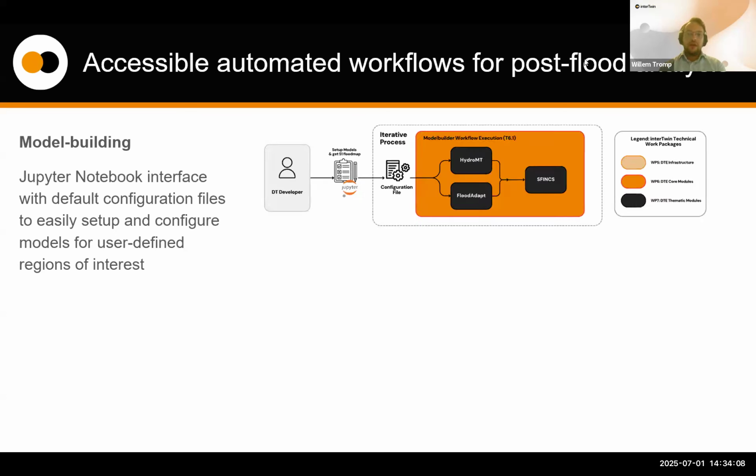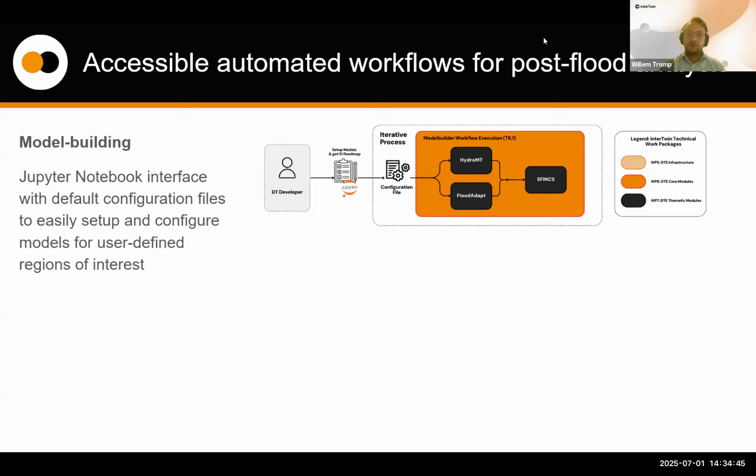So what does this look like? Well, this workflow is, again, like the previous case, split into two parts, one for the digital twin developers and one for the digital twin users. So a digital twin developer comes along and wants to model a certain area. The core thematic module that does most of the heavy lifting in this case will be Sphinx. This is a numerical, physics-based model that will calculate the movement of water through a given area of interest. And we offer various thematic modules to interact with this numerical model, such as HydroMT and FloodAdapt, which are Python-based modules that make it easy to work with.